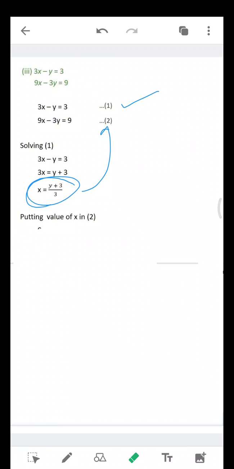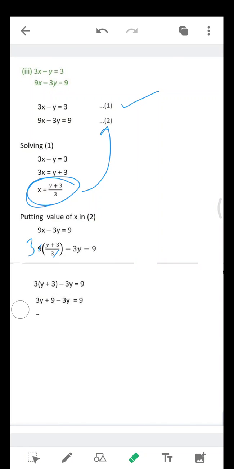This is our equation number 2, and substituting the value I have taken for x, that becomes 9 into y plus 3 by 3. If I cancel the 3 and simplify it, I'll get 3 into y plus 3 minus 3y, which is 3y plus 9 minus 3y. 3y minus 3y, you can cancel, eliminate them. So what happens here? 9 is equal to 9.